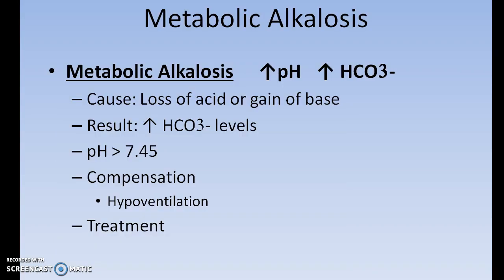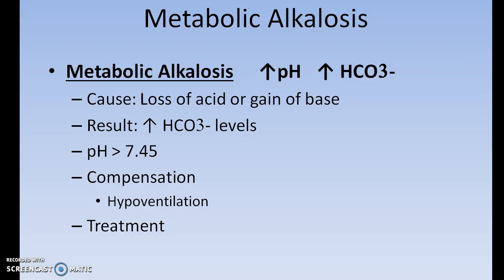With metabolic alkalosis, we're going to see a high pH and a high CO2. The cause of this is a loss of acid or a gain of base. So with metabolic alkalosis, we're going to see this with nausea and vomiting. We can also see it, especially with our older generation, when they have a little bit of heartburn. What do they do? They go to the baking soda, put a couple tablespoons in a cup of water, and there you have a gain of base. We're going to see a high CO2, high bicarb level, and our pH is going to be greater than 7.45.